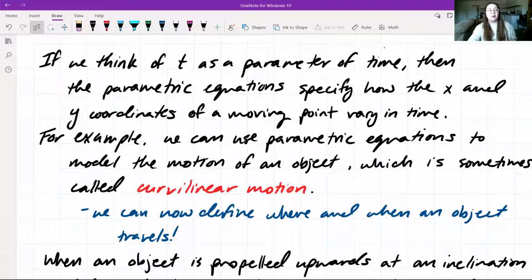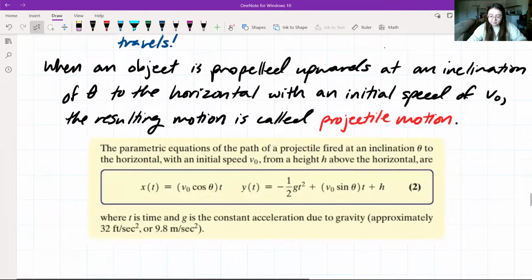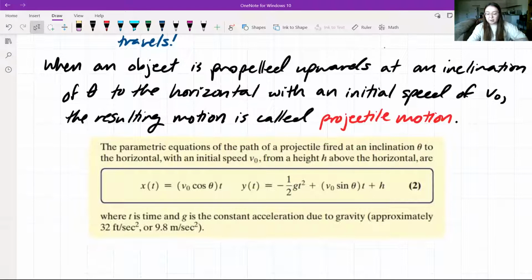According to the where, with our x and y, like where an object is going to travel, we can now determine where and when we decide that t is a parameter of time. So when an object is propelled upwards at an inclination of theta to the horizontal with an initial speed of v naught, the resulting motion is called projectile motion, which may or may not be a term that you've heard before.